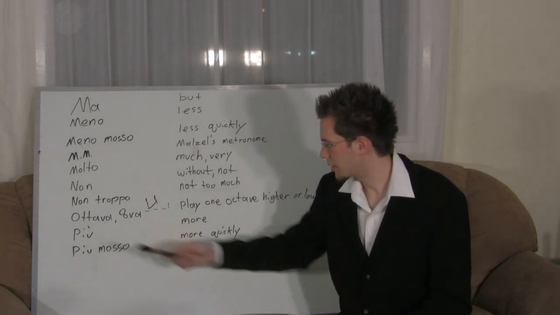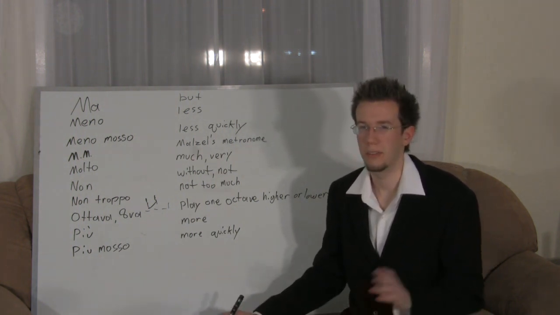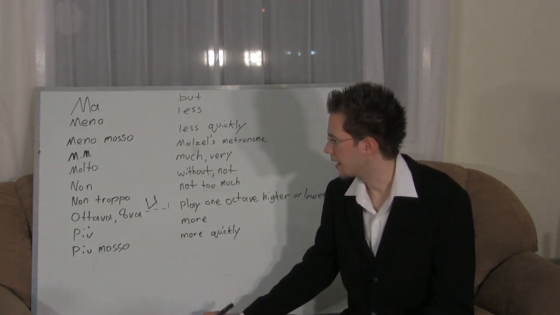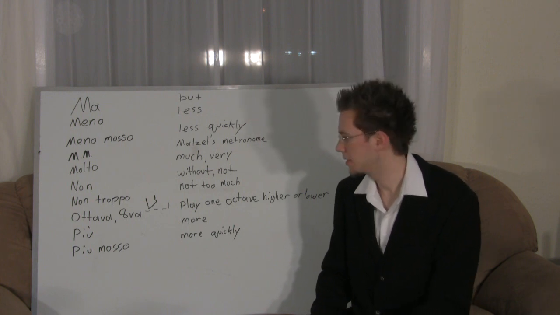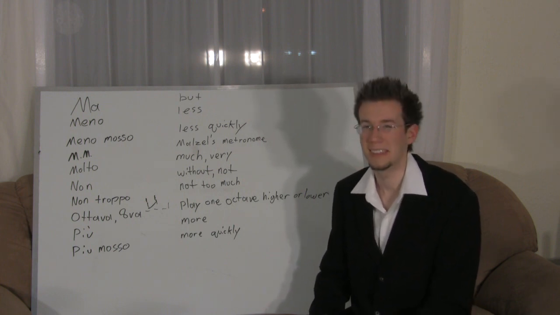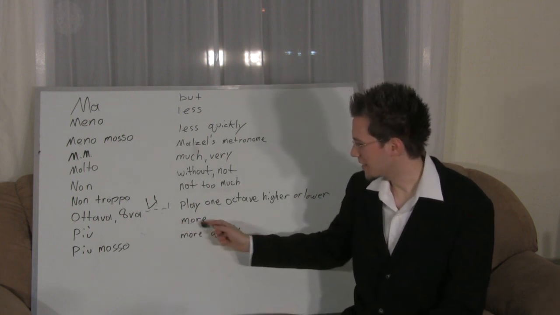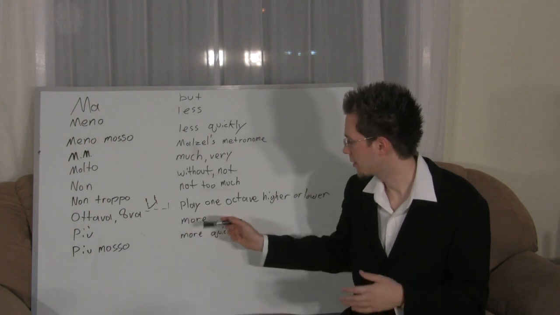Alright, so play one octave higher or lower. That's 8 VA. Now next one, piu, which I don't think I'm pronouncing properly. I have no idea how to say it. It's P-I-U. And sometimes there's a pronunciation mark, but I don't really know what that means. Hey, at least I admit it. Okay, so that supposedly means more.